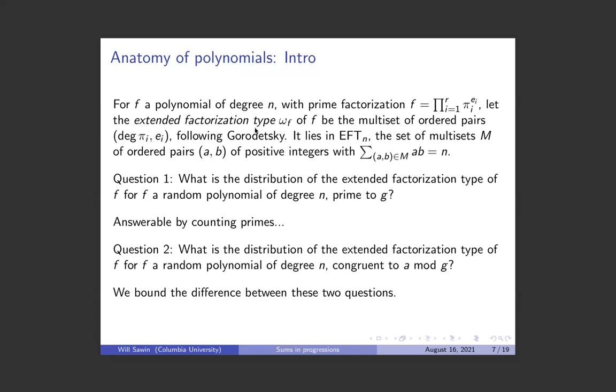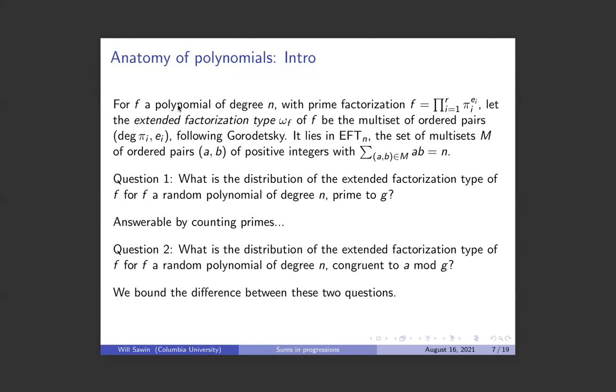That will lie in some finite set, in the set of all sets with multiplicity of ordered pairs where the sum of the products of the ordered pairs sums to n, just because the sum of the degree of p_i times the exponent will be the degree of f, which is n. And so we can try to understand the distribution of the extended factorization type of f in progressions.